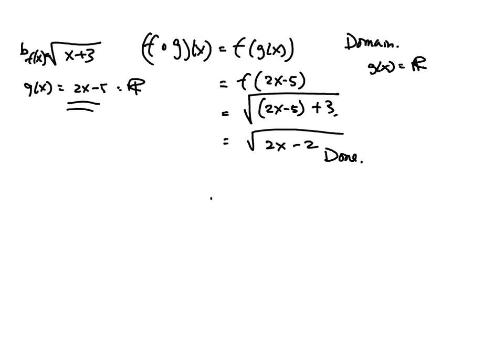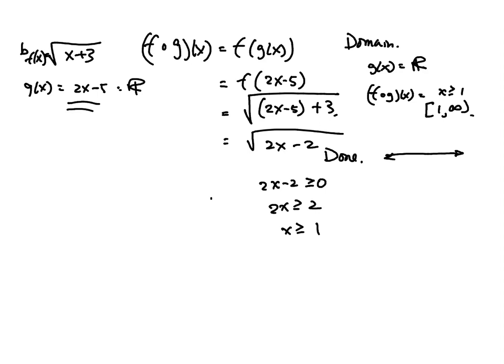The final function, you have a square root of 2x minus 2. That means 2x minus 2 has to be greater than or equal to 0, right? We can't have imaginaries. So 2x is greater than or equal to 2, x is greater than or equal to 1, which means bracket 1 to positive infinity. So from 1 to positive infinity, we have this.